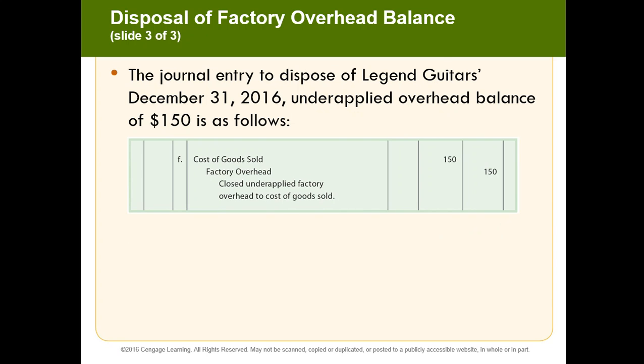And I think that is it. Oh, back for Legends, remember what we had left in there? We had $150 sitting there at December 31st in our overhead balance. It was underapplied. So I'm going to debit cost of goods sold for $150, credit factory overhead for $150, and I will have $0 left in factory overhead. I will start the new year 2017 with 0 in my factory overhead, and I will come up with a new estimate for my predetermined overhead rate to use in 2017.